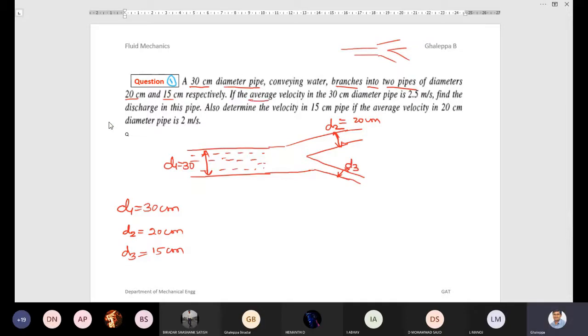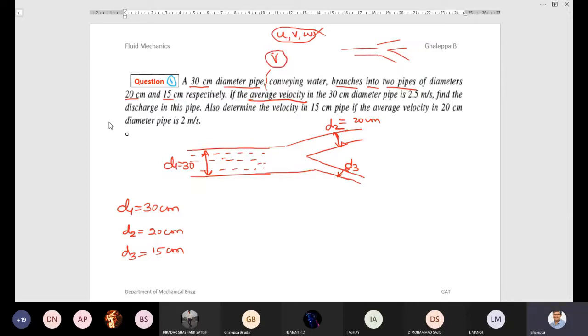Next line, what you read? If the average velocity, dear students, he has used the word average velocity. Average velocity will be represented only by V. There is no velocity term in x direction he has given, no velocity term in y direction, no velocity component in z direction. So we should not consider u, v, w terms here. We have to go only with one velocity, that is V.